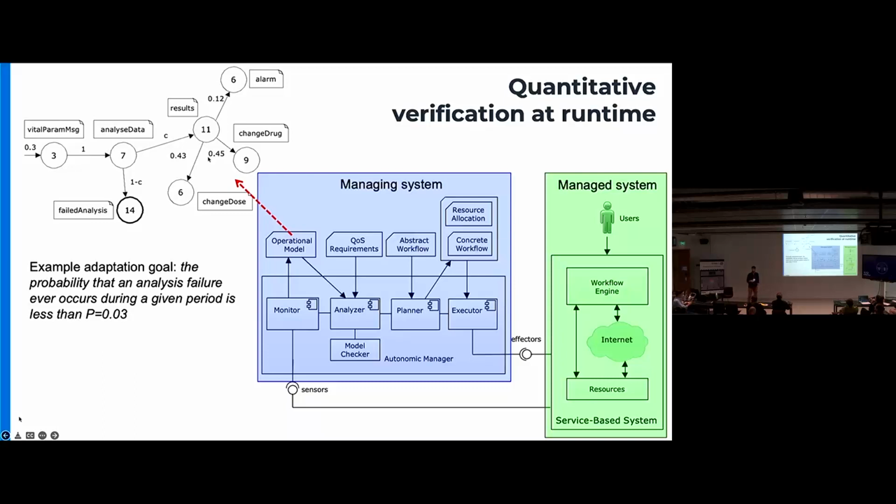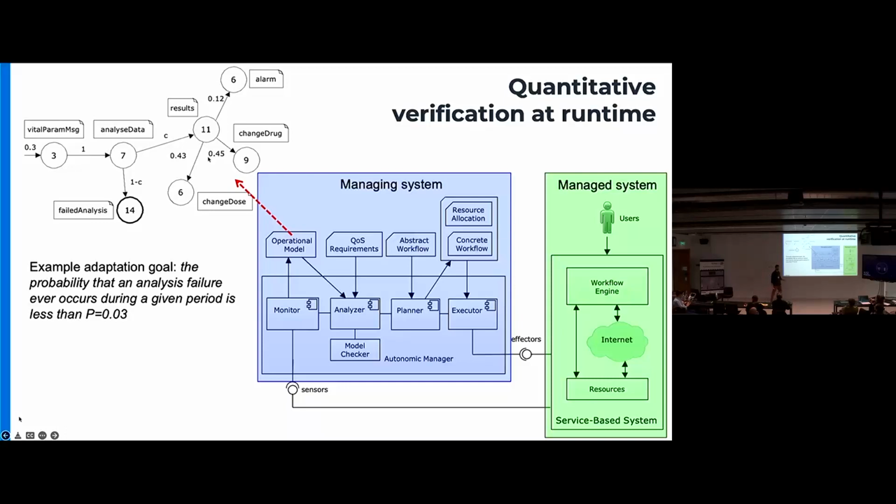A discrete time Markov process is essentially a state chart annotated with probabilities, right? Very quickly, it looks a little bit like that. So you can say, for instance, that after the vital param message state, you always go to a state called analyze data. And then there is a probability C that you go into results, and the probability 1 minus C that the analysis fails.